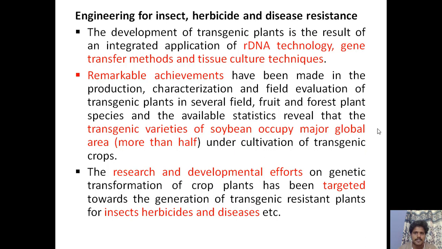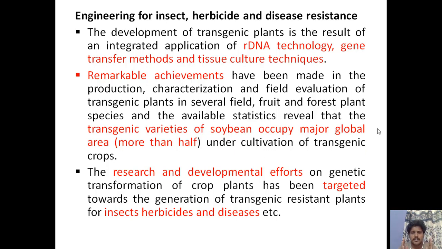Then engineered for insect resistance, herbicide resistance, and disease resistance. So, rDNA technology, gene transfer methods, and tissue culture techniques are integrated in this transgenic technology. Then, the most important thing is the major global area under transgenics is under the soybean crop, which is a very important thing to understand. We may be thinking soybean is not seen in India. To that extent, yes, transgenic soybean is not accepted because it is an edible crop and it's not accepted in India. But among the transgenics across the world, soybean is the major area grown under transgenics. It's about more than half of the world's soybean area is cultivated with the transgenics.